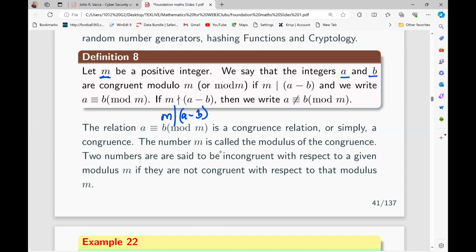Now, if M cannot divide their difference, then we say that the two numbers are incongruent. They're not congruent. That's what we mean. So this M is then called the modulus. M is called the modulus of the congruence.